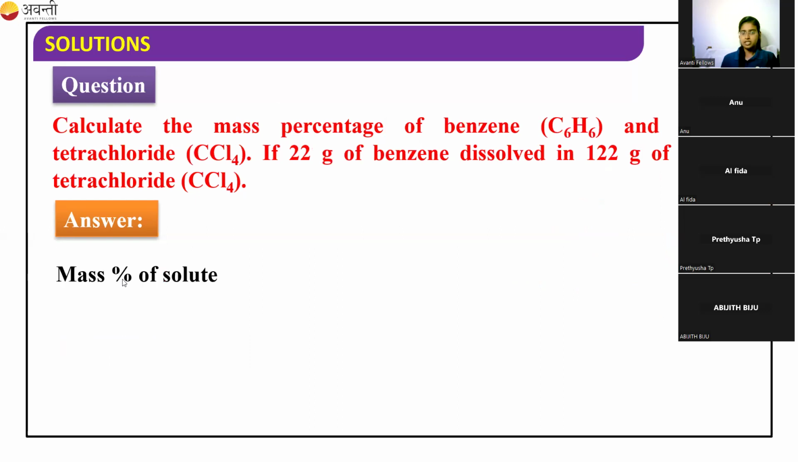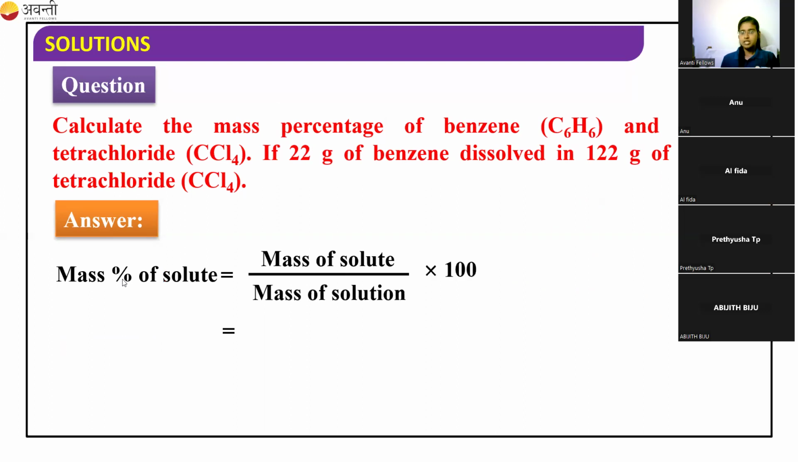Now calculate the mass percentage using the formula which we have studied. Mass of solute by solution into 100. So it is equal to 22 divided by 144 into 100. What will be the answer? Has anyone got the answer? It's just multiplication and division, no? All of you try for the answer and let me know the answer in the chat box. At least give me the approximate answer.